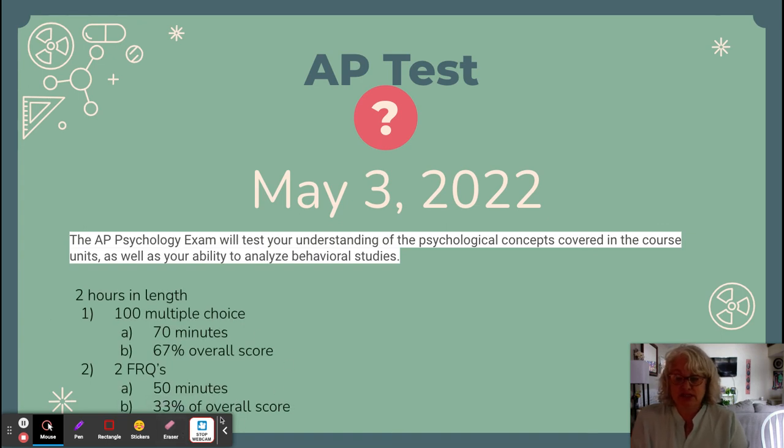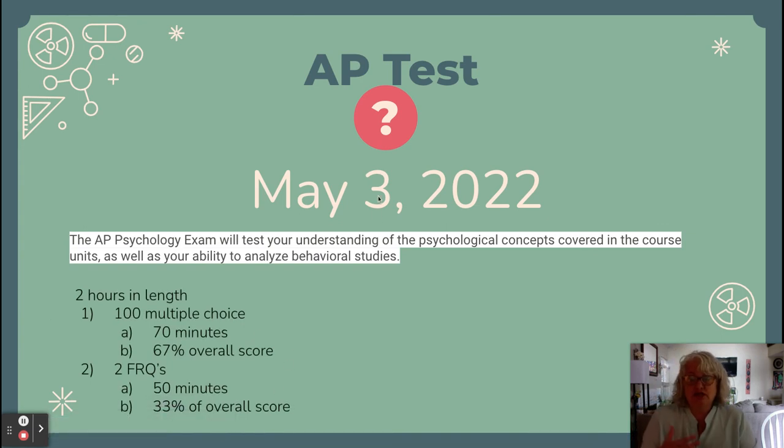It is 2 hours in length. So there's 100 multiple choice questions to start. The students get 70 minutes for that. That accounts for 67% of their score. And then there's 2 free response questions, usually with multiple pieces. So it's like number 1, A, B, C. That takes 50 minutes, and that is 33% of their score.